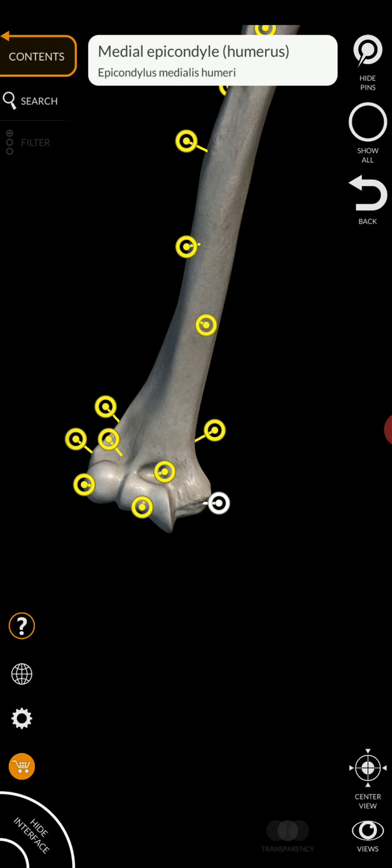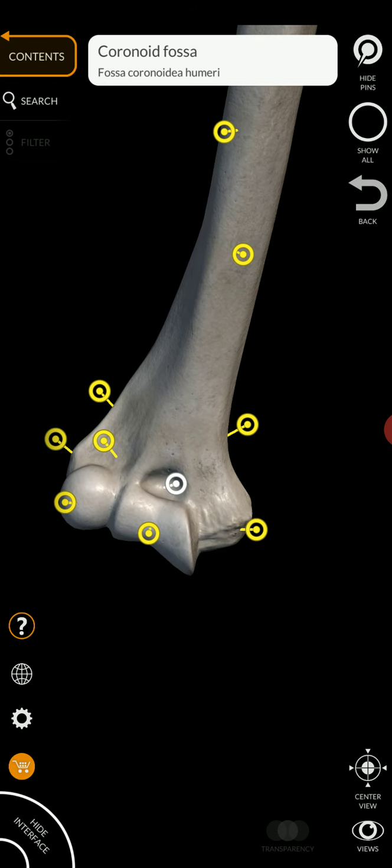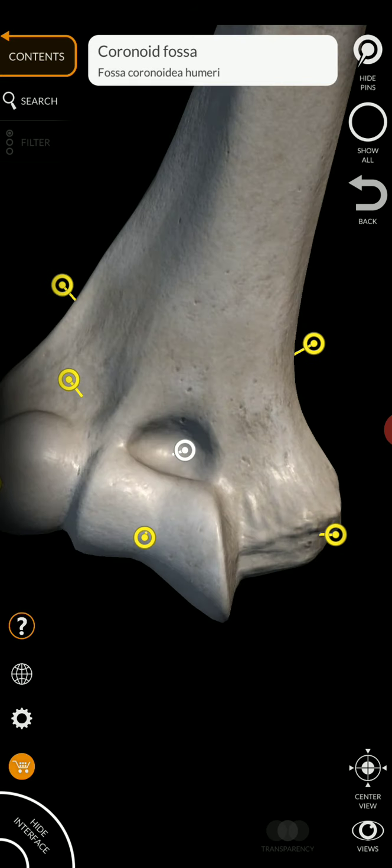On the opposite side, on the lateral side, you have the lateral epicondyle. And again, you should be able to feel that right at your elbow. Medial epicondyle and lateral epicondyle. Those are those two little rounded structures which you felt all your life, had no idea what they were. Lastly, I'm going to magnify a little bit. This depression right here is called the coronoid fossa. I'm going to remove the pen for a second so you can see it. Then I'm going to bring the pens back. That is the coronoid fossa.